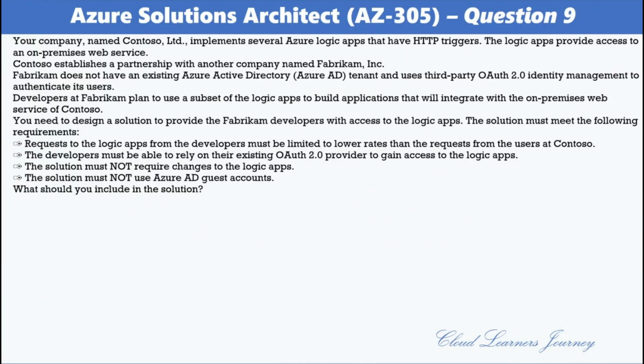Next, question number 9. Your company, named Contoso Limited, implements several Azure Logic Apps that have HTTP triggers. The Logic Apps provide access to on-premises web services. Contoso establishes a partnership with another company named Fabricam. Fabricam doesn't have an existing Azure Active Directory tenant, and uses a third-party OAuth 2.0 identity management to authenticate its users. Developers at Fabricam plan to use a subset of the Logic Apps to build applications that will integrate with the on-premises web service of Contoso. You need to design a solution to provide the Fabricam developers with access to the Logic Apps.